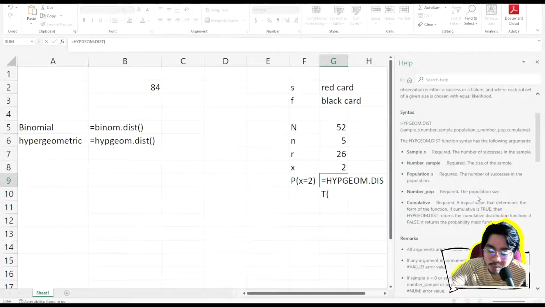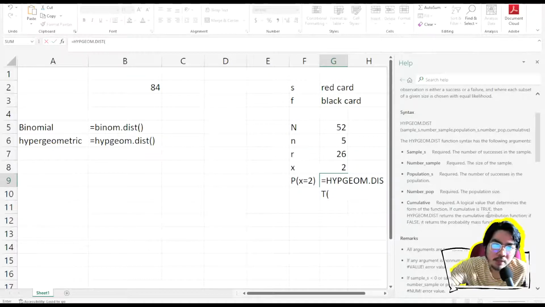But there is one more argument, and it is a required argument. After N, you will type true or false, or you can also use 1 and 0. I just like to do 1 and 0 because it's easier to type, but you can also put true or false. Okay? So the last argument is the cumulative function.